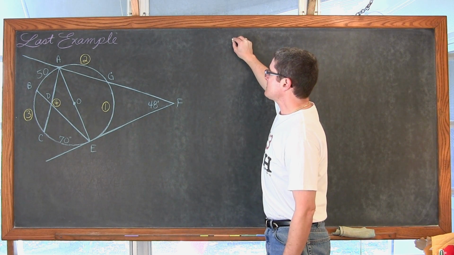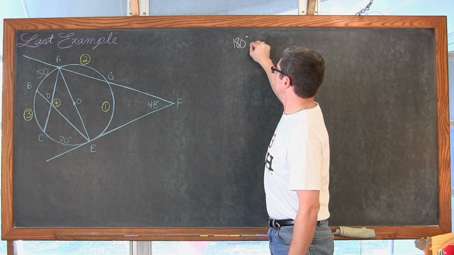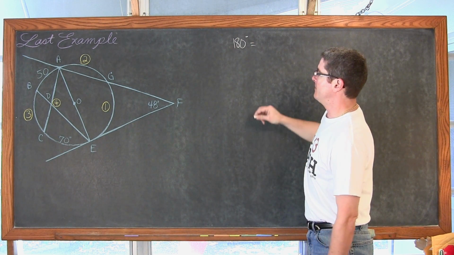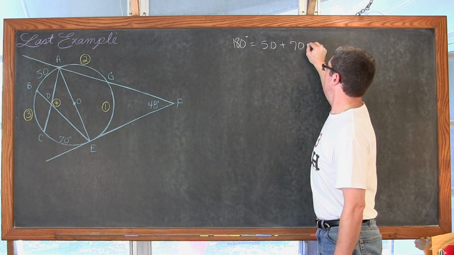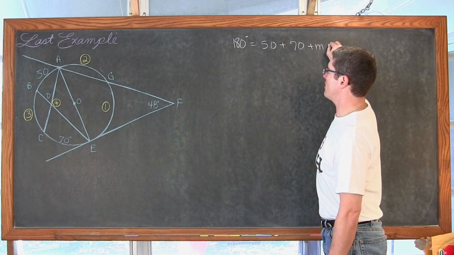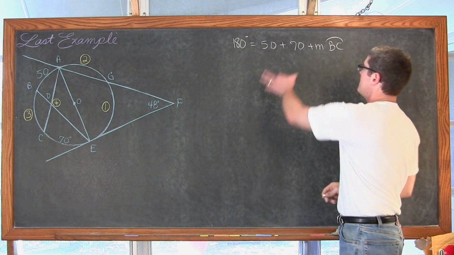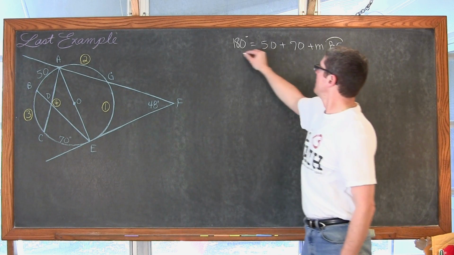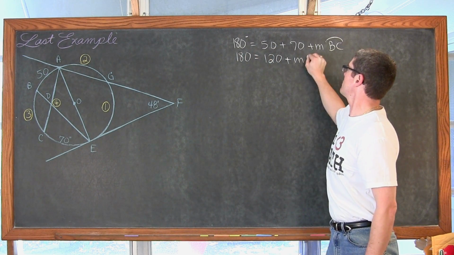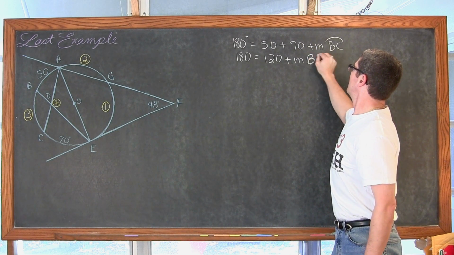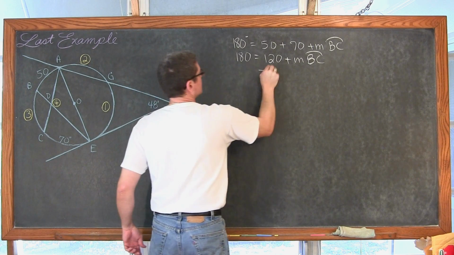So 180 degrees is going to be equal to 50 plus 70 plus the measure of arc BC. So we're going to take these two and add them together and get 180 is equal to 120 plus the measure of arc BC. Subtract both sides by 120.